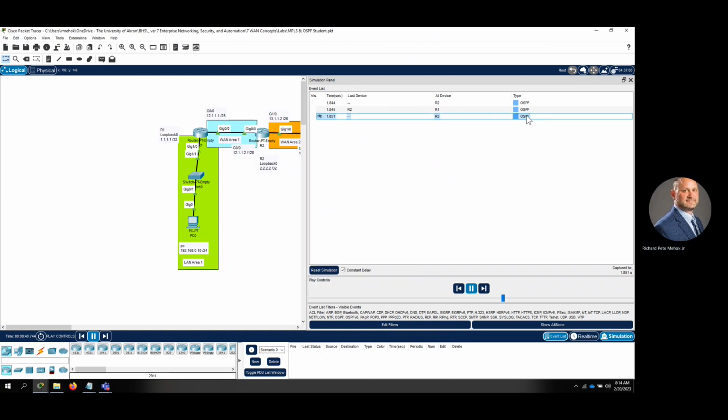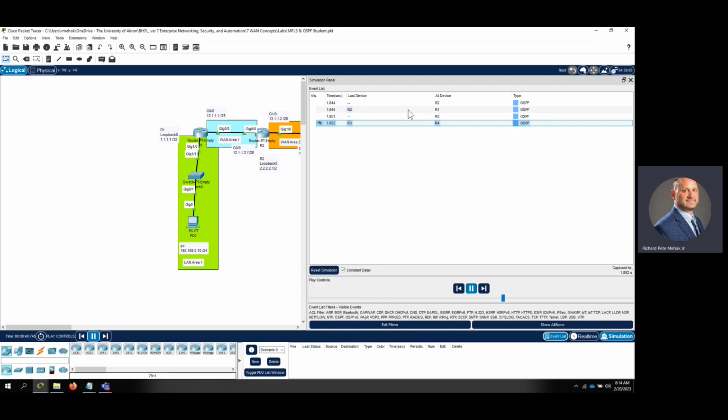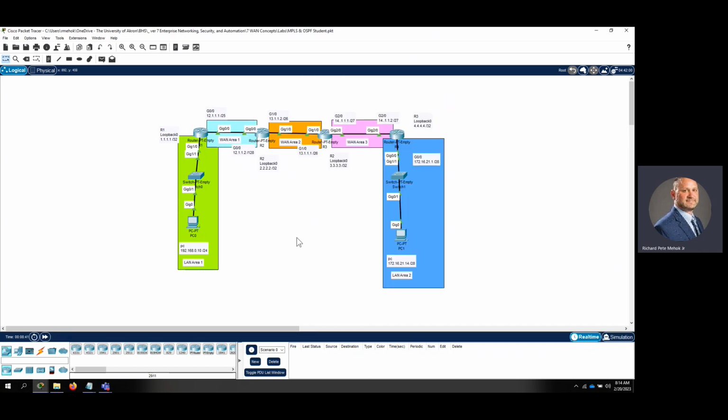Let's see if we can find the encapsulation. You really can't see anything being encapsulated here because of the WAN. So that's kind of what I'm saying, it's kind of mysterious. We're not running MPLS because Packet Tracer doesn't run this, so we can't see the protocol running. All we can do is see OSPF.